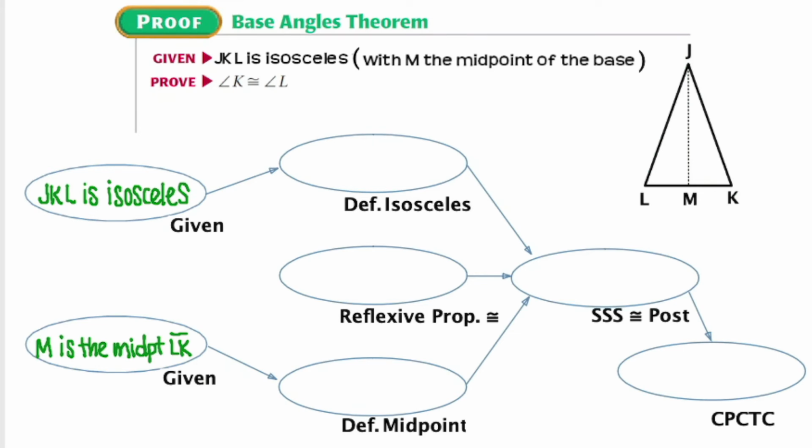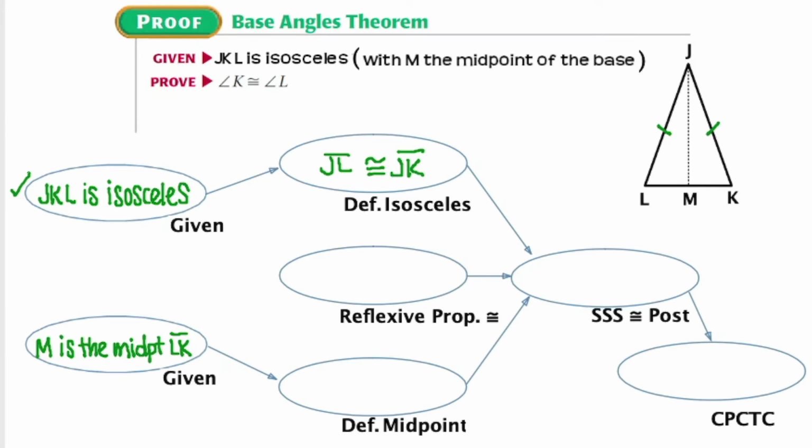So those are my givens. I have JKL is isosceles. And what does that mean? What is the definition of an isosceles triangle? Well, since they told us that this was the base, then I could say that the JL and the JK are congruent. That's what it means to be an isosceles triangle, that you have two congruent sides. So that took care of my first given. That's why I love these flow proofs. It really helps organize my ideas.